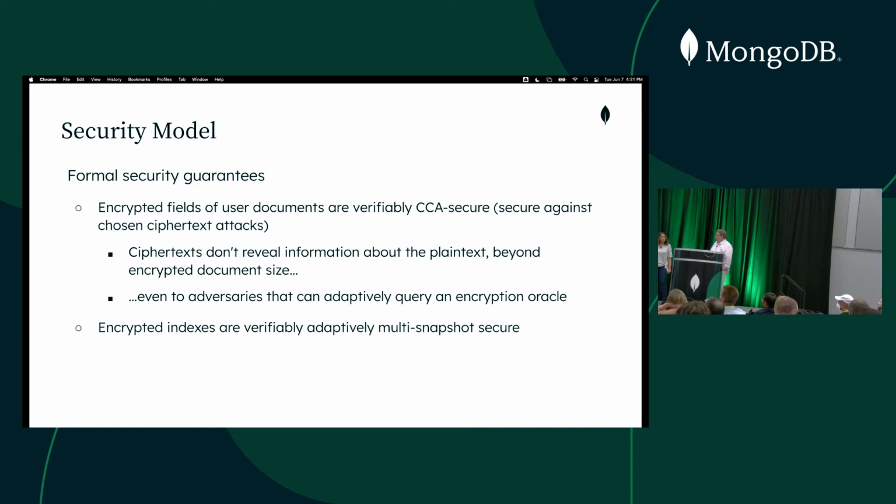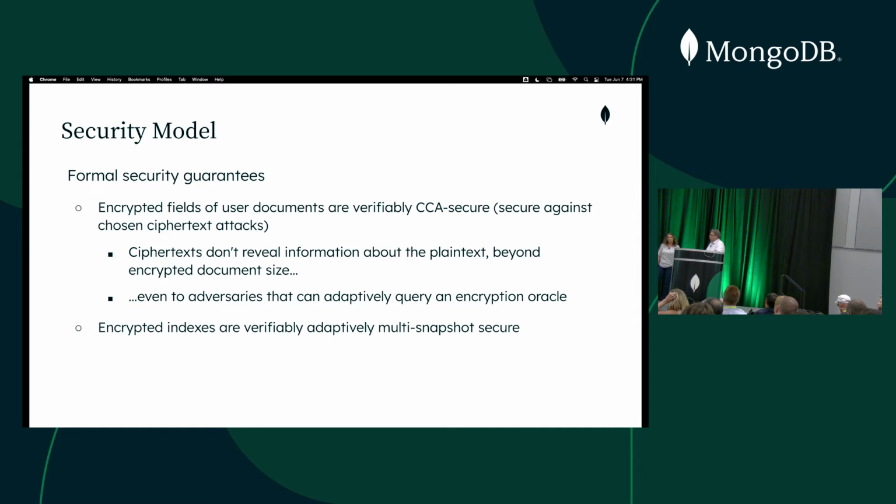So what are the formal security guarantees? Some of these are pretty familiar terms to the security folks in the room. Others may be less familiar. One of the key points is that there are verifiably secure primitives that make up things like the document encryption. We'll get into it in just a second, but there's a bifurcated path. One is the fundamental protections of documents, and the other is the innovations that we bring with the encrypted search index. Even adversaries that can adaptively query an encryption oracle.